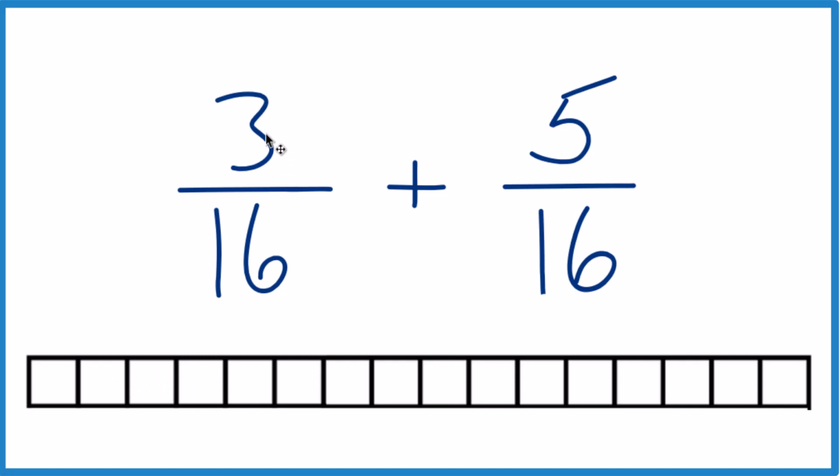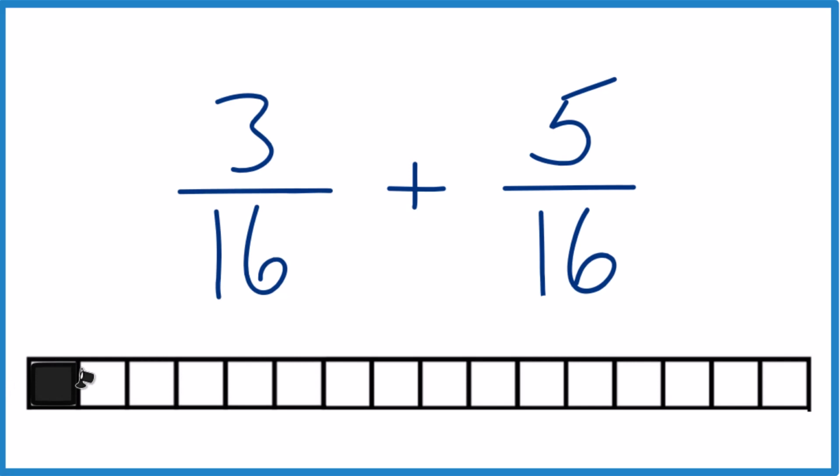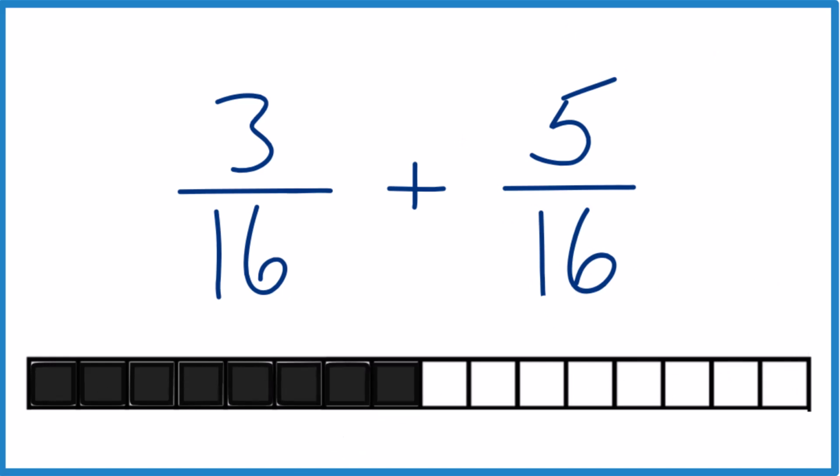If I have 3 out of 16, all I need to do is fill these in. There's 1, 2, 3, that's 3/16. And if I'm adding 5/16 more, 5 more of these blocks, 1, 2, 3, 4, 5, that's my answer there.